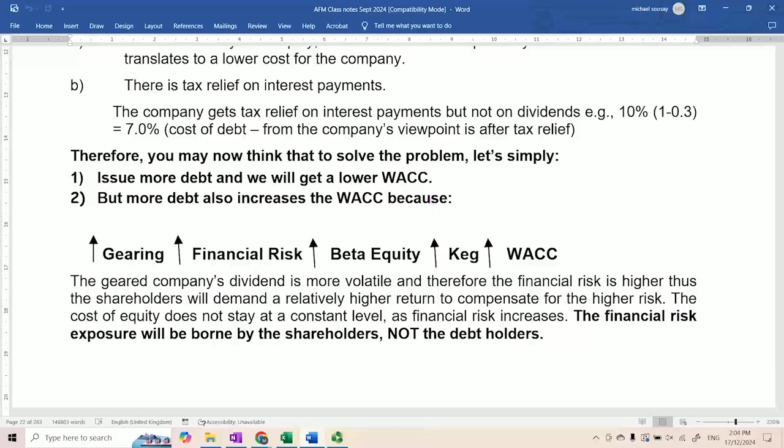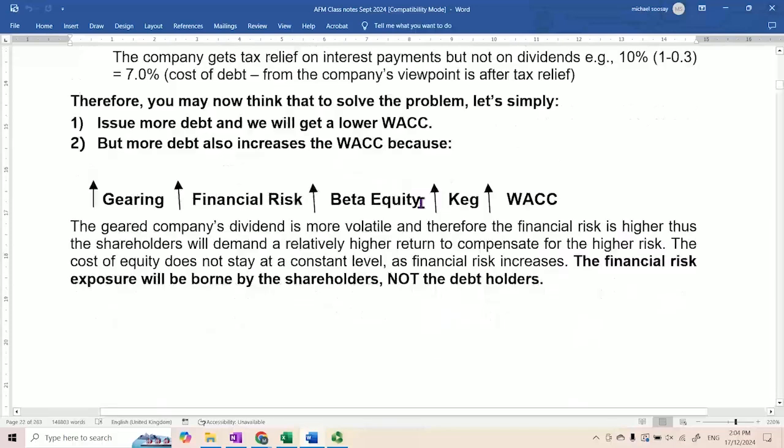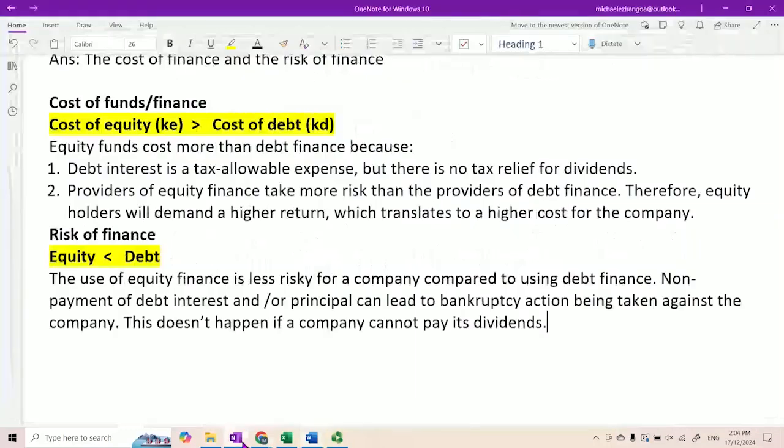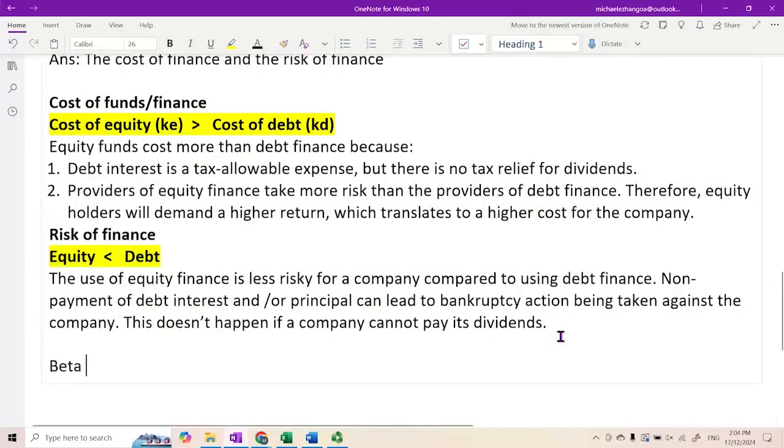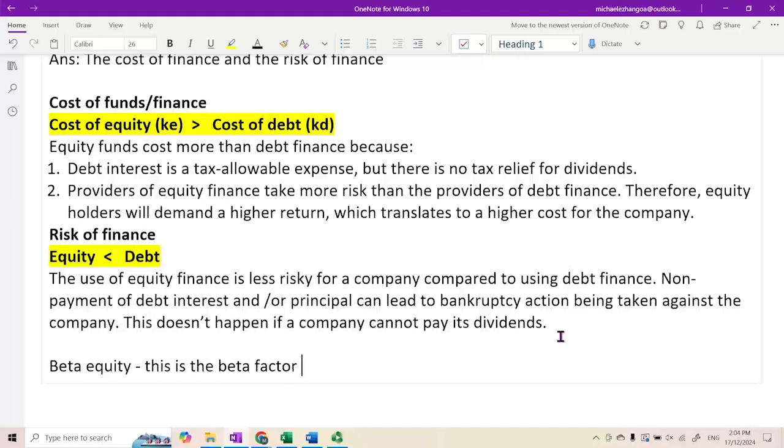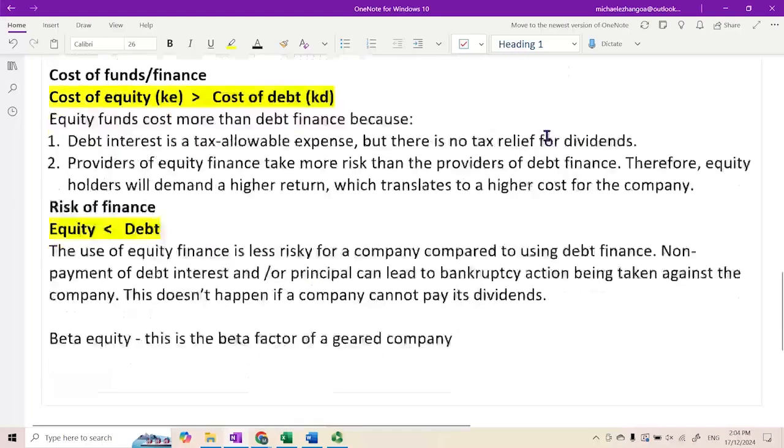Read that. Debt also increases the WACC because why? Higher gearing, higher financial risk. Higher financial risk, you get higher beta equity. Beta equity, this is the beta factor of a geared company.